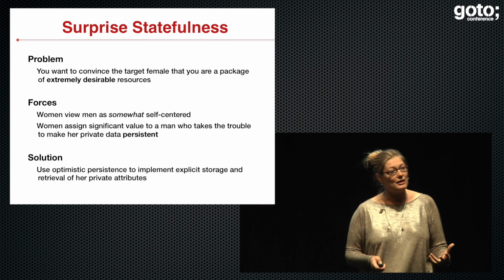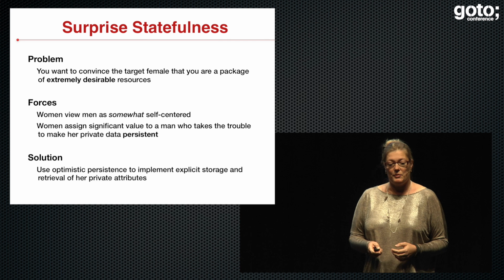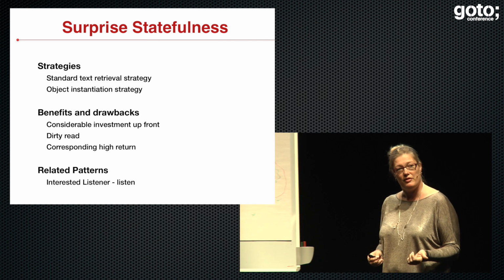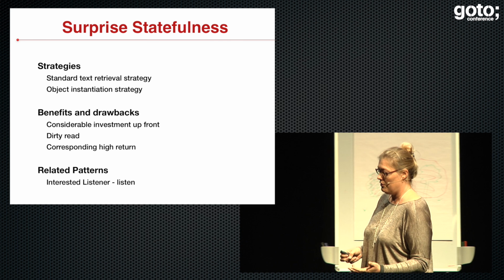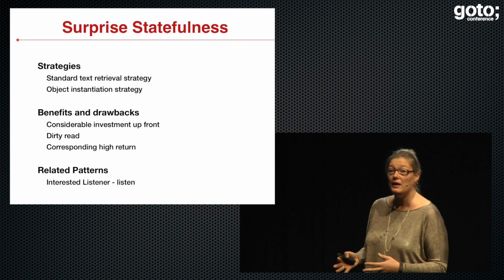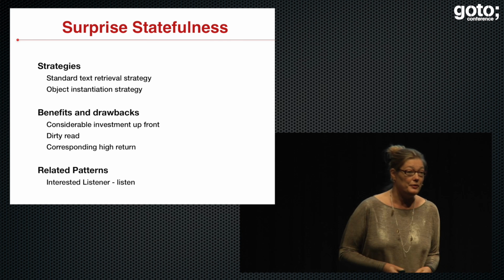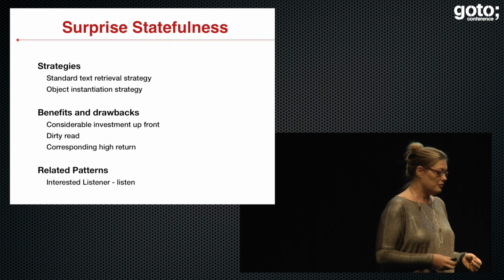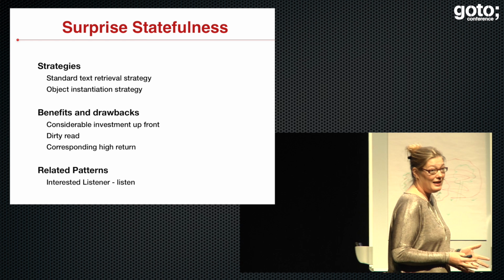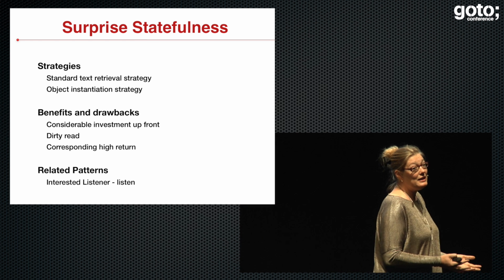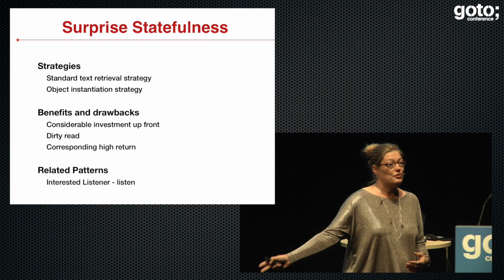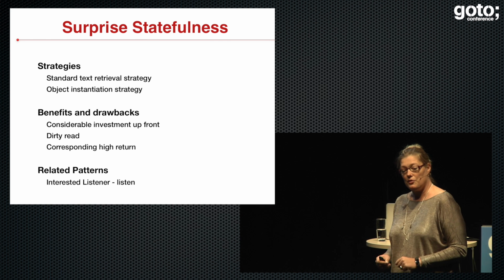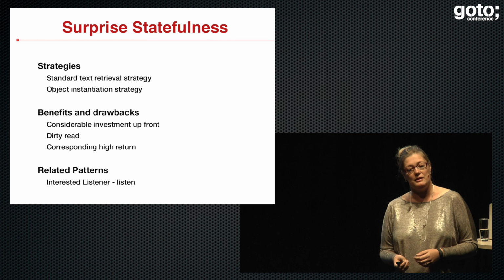But again, this is an abstract solution. Let's look at the implementation details. So there are 2 obvious strategies. It's like the standard text retrieval strategy, where you just ask her, for instance, if she said, oh, I bought a little puppy, and you ask her, how is the puppy doing? And then you have the object instantiation strategy, which is if she's told you about a band that she really likes, you can buy her a CD, or you can say to her, do you know that they're playing in the park next month? And then find some tickets. So you can use those different strategies.